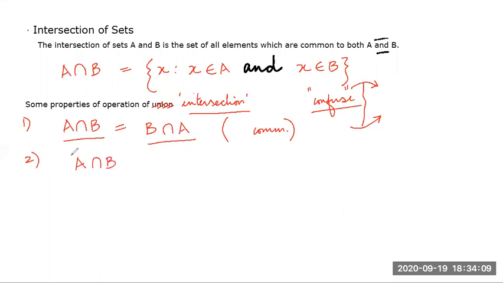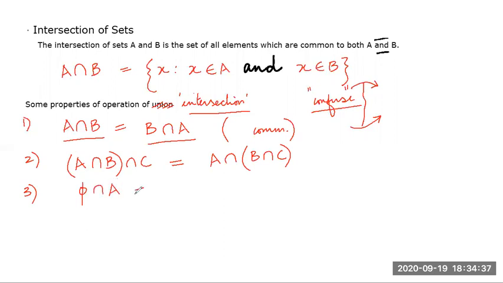Second is A intersection B. You get one set common of this, and then, students, intersection with C would be equal to A intersection of B and C, right? We can prove it also, but we'll do it tomorrow.